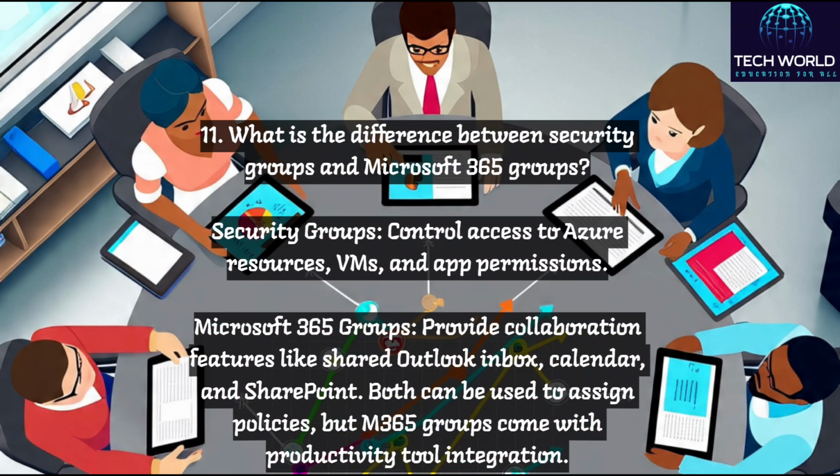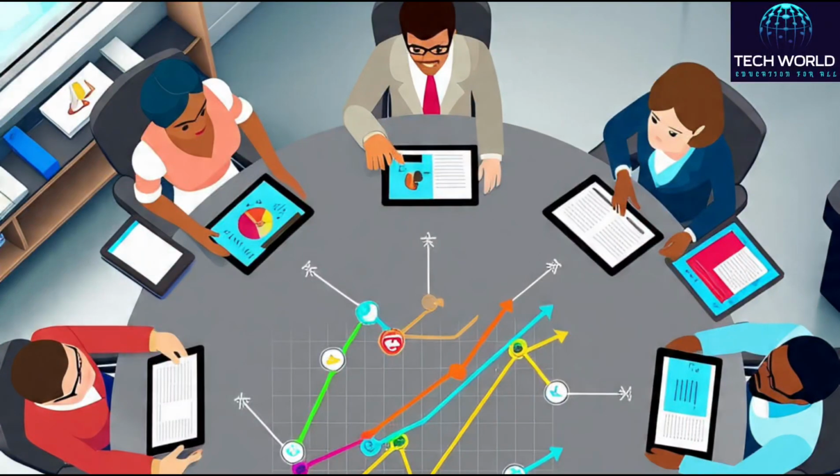11. What is the difference between security groups and Microsoft 365 groups? Security groups control access to Azure resources, VMs, and app permissions. Microsoft 365 groups provide collaboration features like shared Outlook inbox, calendar, and SharePoint. Both can be used to assign policies, but M365 groups come with productivity tool integration.